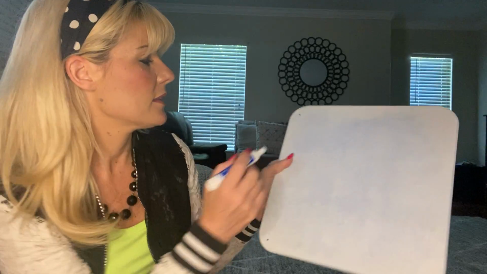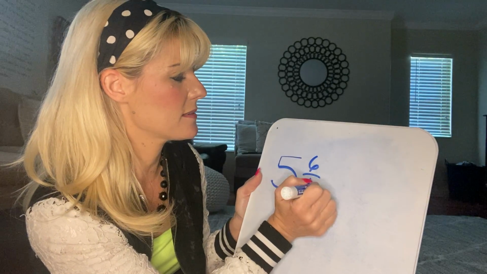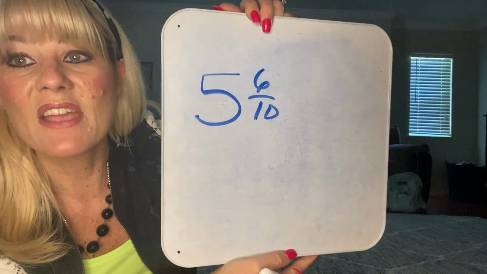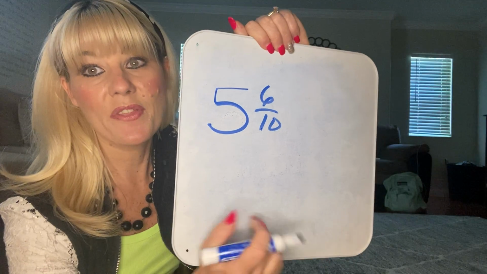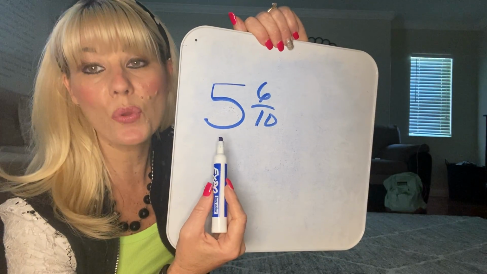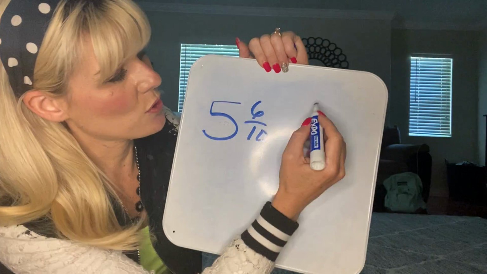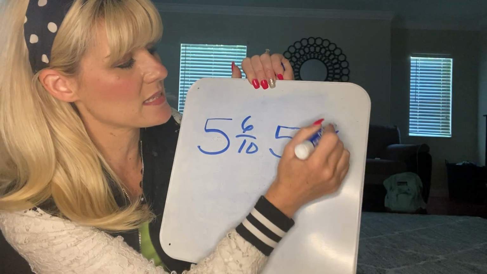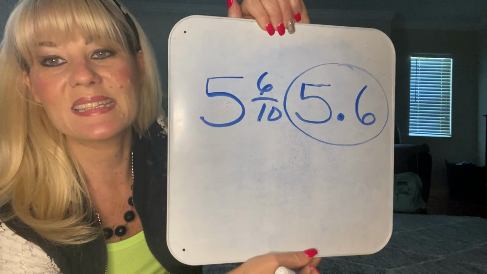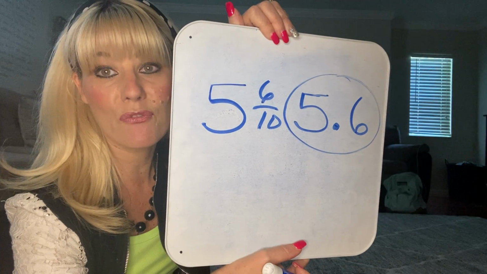Okay, let's do a mixed number first. Let's do 5 6/10. How am I going to write that as a decimal? Well, this 5 represents a whole number, so you don't want to put that after the decimal because it's a whole. So you're going to put the big 5 first, it's a whole number, and then you're just going to write 6/10, which is 0.6. So this is how a mixed number can also equal a decimal.